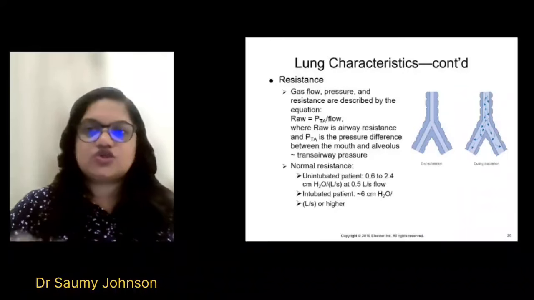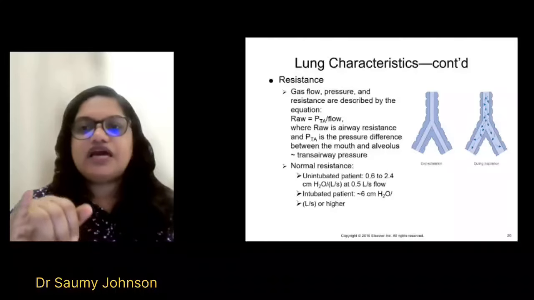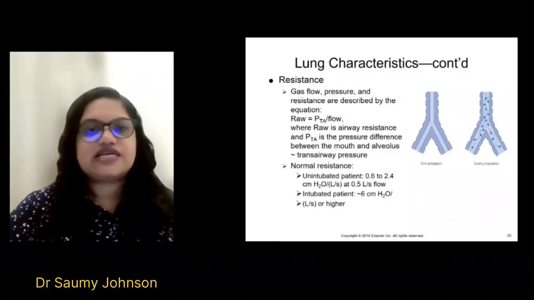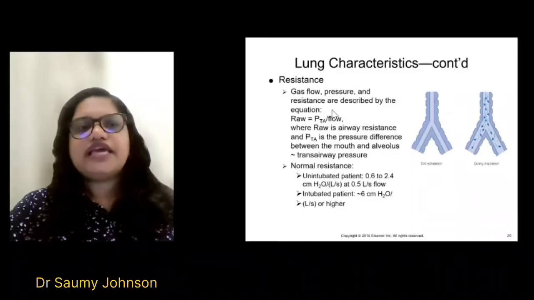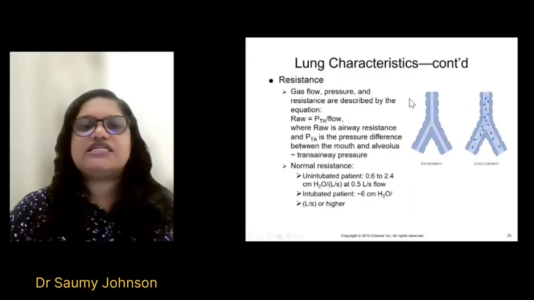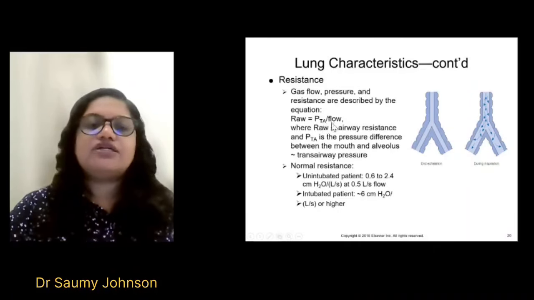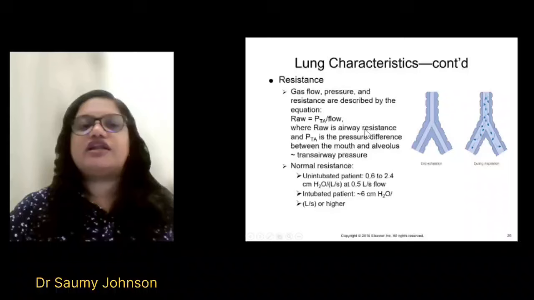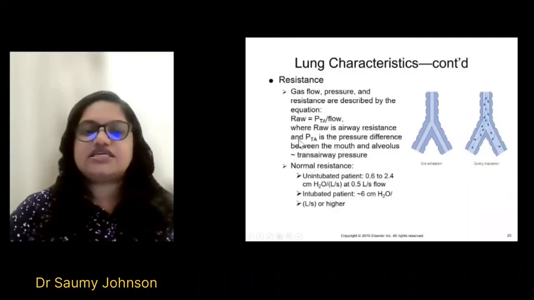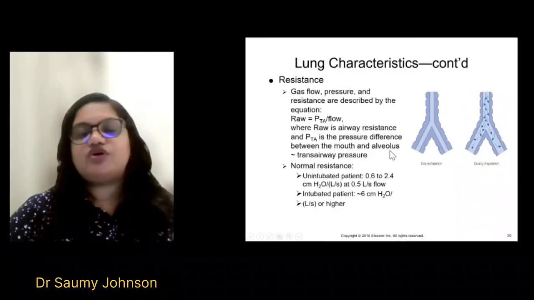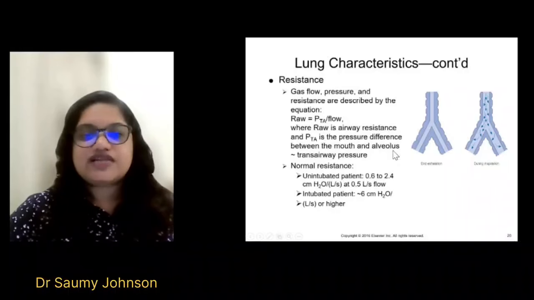Now talking about the third lung characteristic. So till now we discussed compliance and elastance. So the third one is resistance. The gas flow, pressure, and resistance are described by the equation: RAW, the airway resistance, is equal to PTA divided by flow, where RAW is the airway resistance and PTA is the pressure difference between the mouth and the alveolus. This we discussed in the previous slides as trans airway pressure.